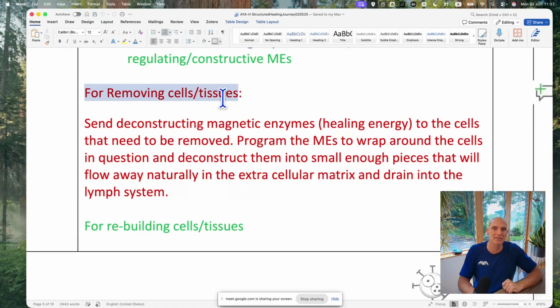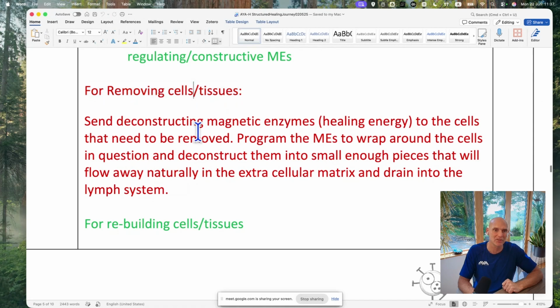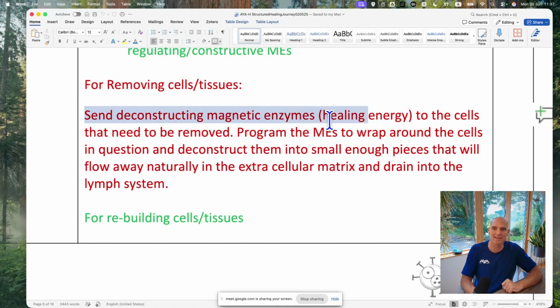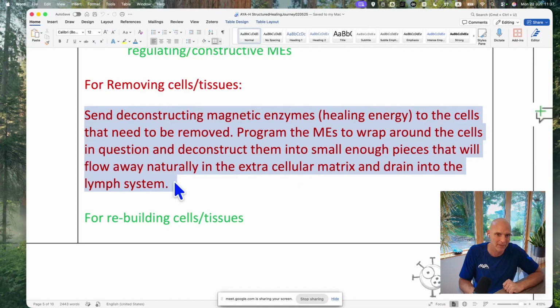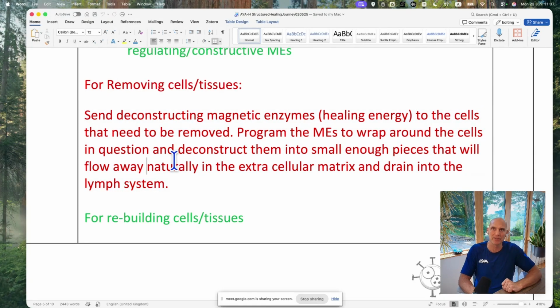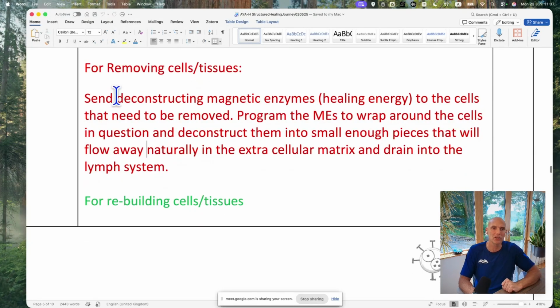So for removing cells and tissues, generally speaking, send deconstructing magnetic enzymes to the cells that need to be removed. Program the MEs to wrap around the cells in question and deconstruct them into small enough pieces that will flow away naturally in the extracellular matrix and drain into the lymph system. That's a nice detailed description for the healing energy. And you can copy and paste that again and again and again. And it's good to copy and paste it, because it reminds the healer of what's happening. And that's important for high mind healing. So that's for removing cells and tissues.